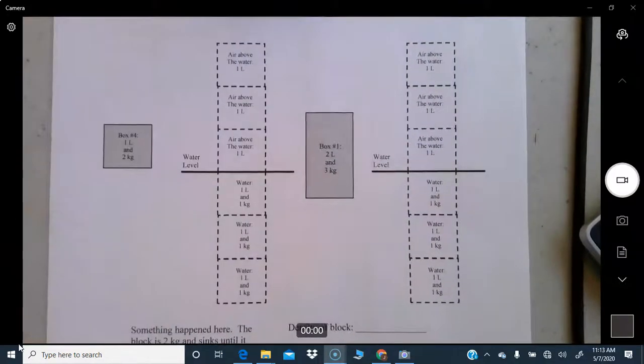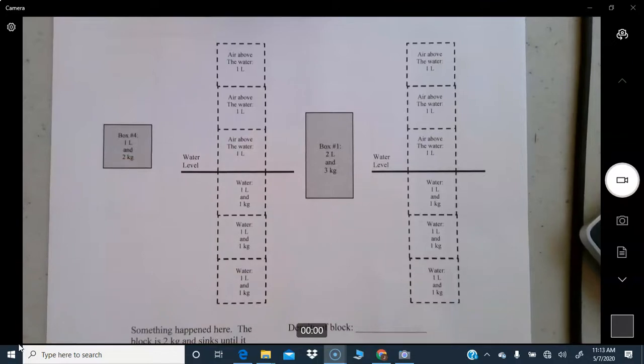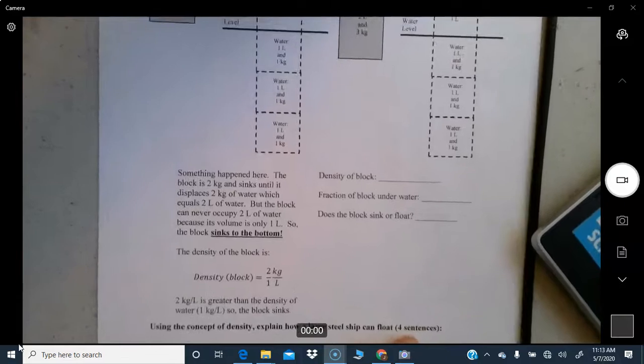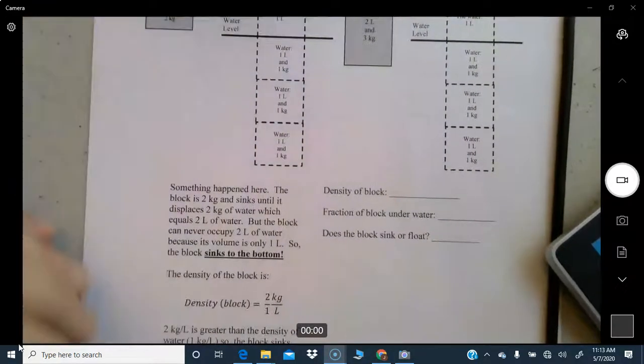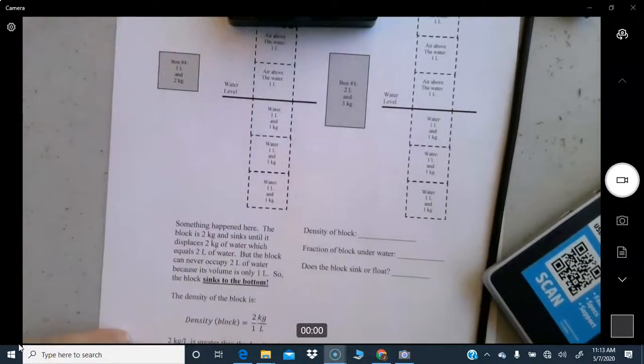And let's look at the example over here on the left. So you have a box. It's 1 liter and it has a mass of 2 kilograms. Okay, so let's read what it says down below. This is a different situation. So something happened here. The block, let me go ahead and raise this so you can see the whole thing at once. Okay, so it says something happened here.